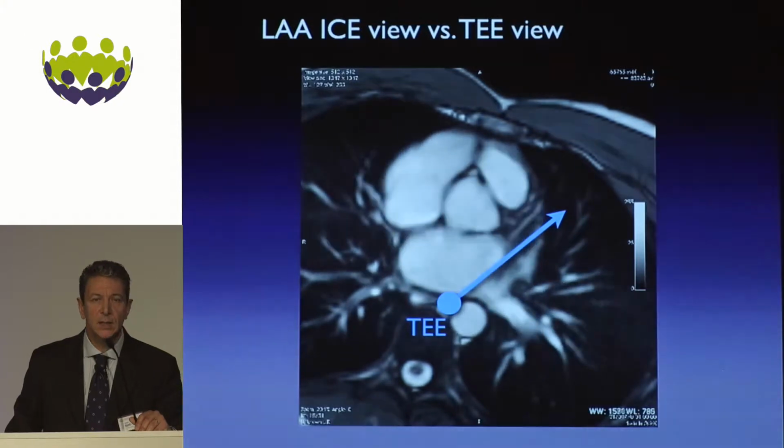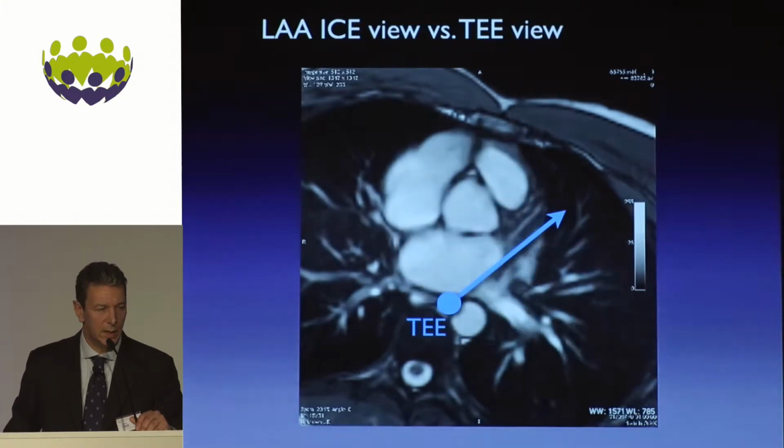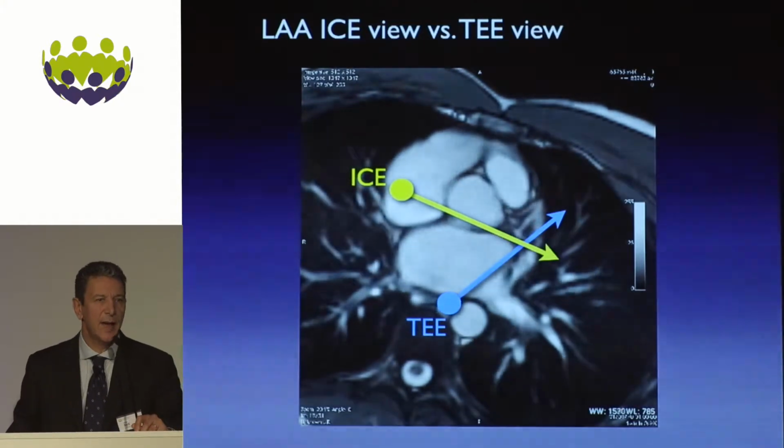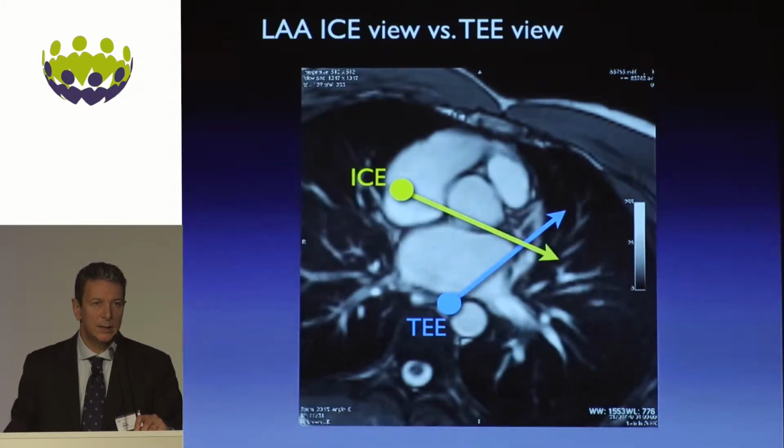The TEE is placed in the esophagus and sees the LAA from this view. The ICE usually is placed in the right atrium and sees the LAA from a different point of view. So the anatomical landmarks could not be the same, and sometimes it's not possible to overlap the projection that we get with the TEE with the image that we have with the ICE.